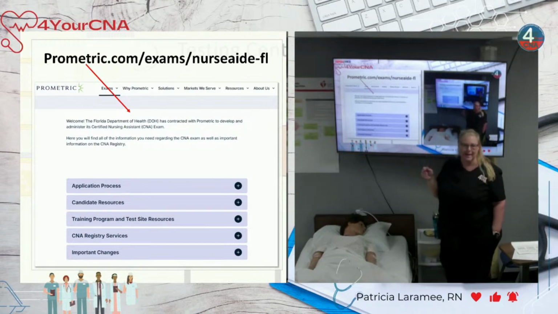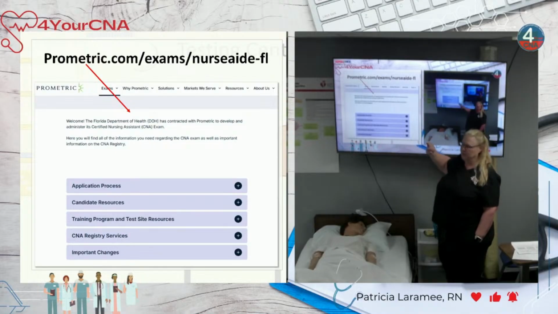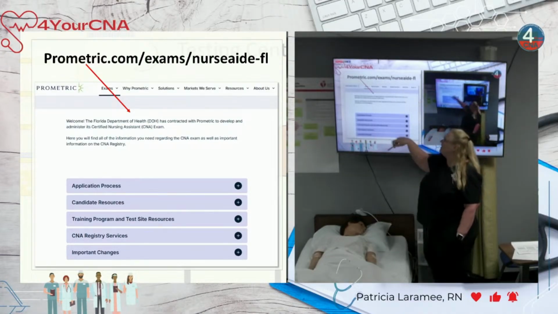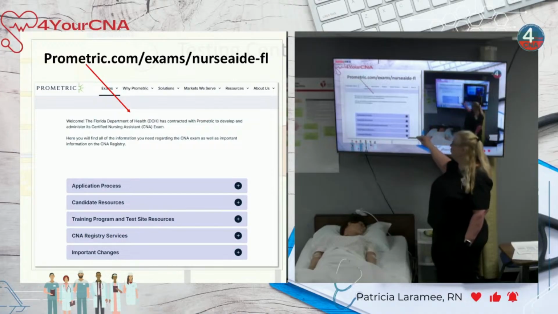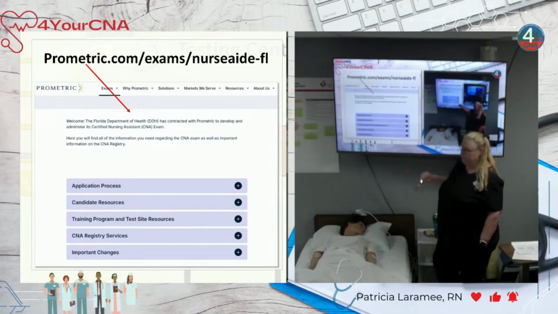So Prometric tests in, I think they're down to 11 states now. So each state is going to have a page similar to this. Prometric is uniform across all states. So when you go to this page for Florida, which is the one that applies to us, you're going to see this. There's a whole bunch of accordions here. It tells you a little bit about the exam here, but each one of these opens up.